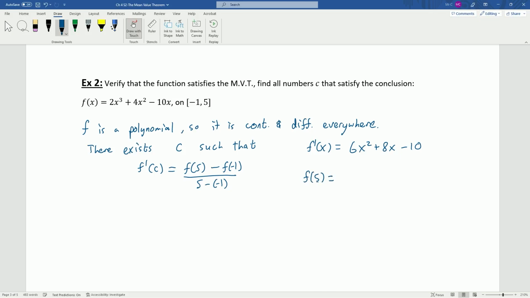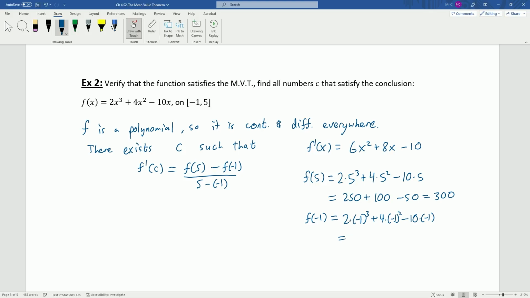Now f of 5 is what we get when we plug 5 into our function. So 2 times 5 cubed plus 4 times 5 squared minus 10 times 5. Okay, so that's 2 times 125, that's 250, plus 4 times 25, that's 100, minus 50. That's going to be 350 minus 50 is 300. Now f of -1, that's 2 times -1 cubed, plus 4 times -1 squared, minus 10 times -1. That's 2 times -1, that's -2, plus 4, plus 10, that's going to be 12.